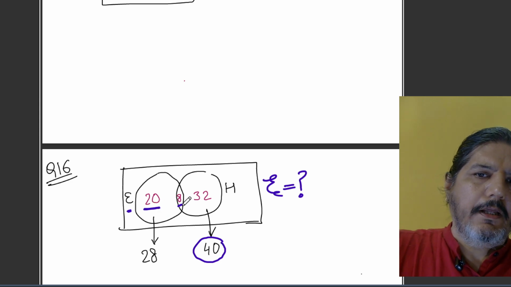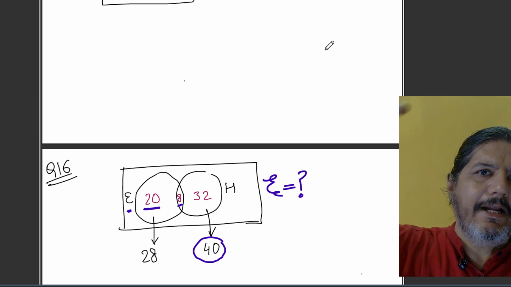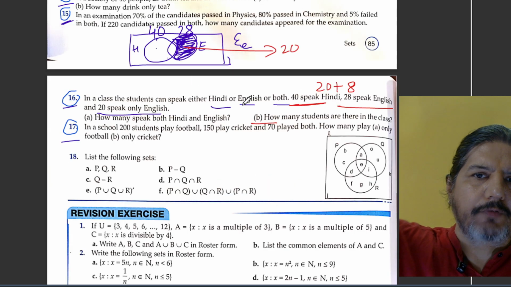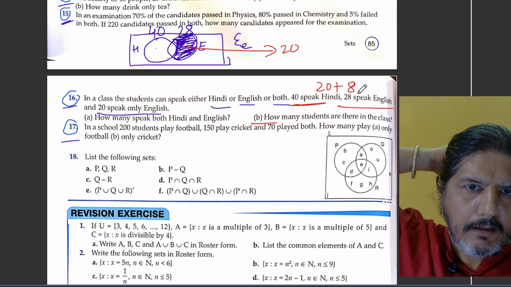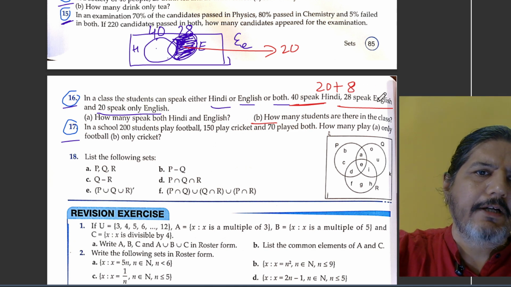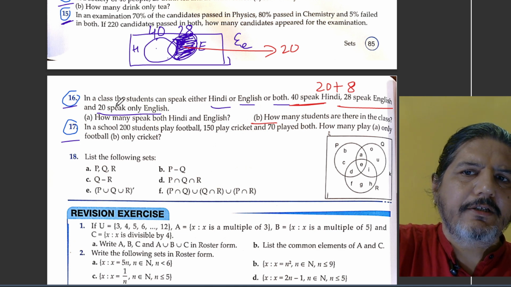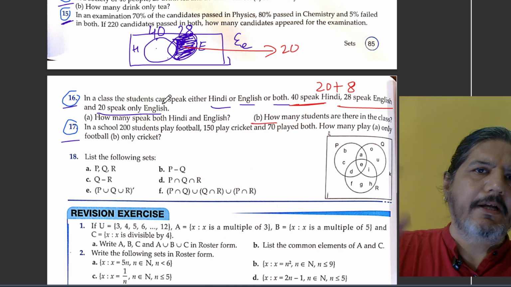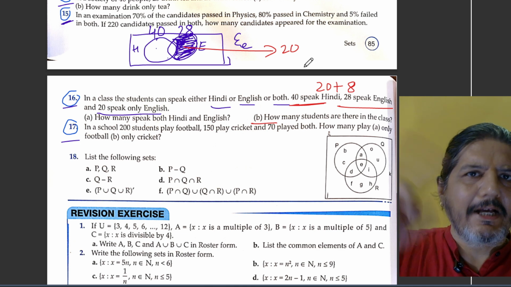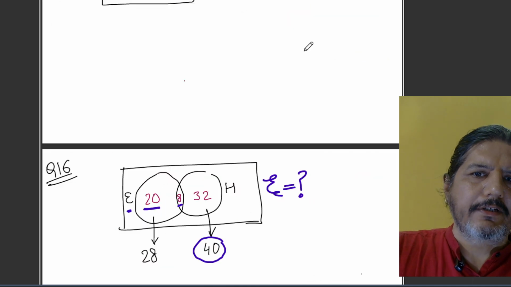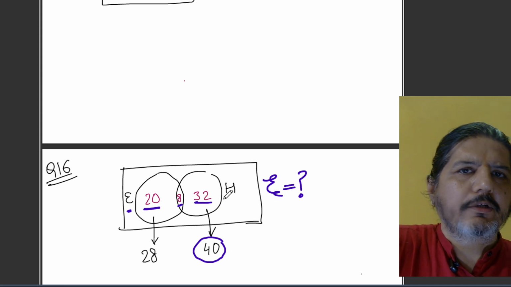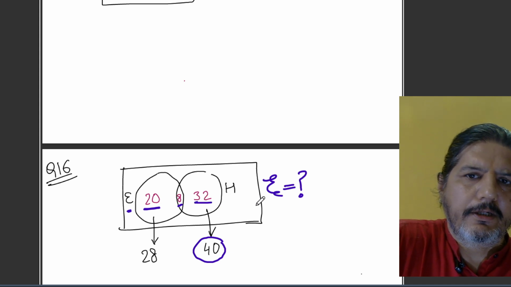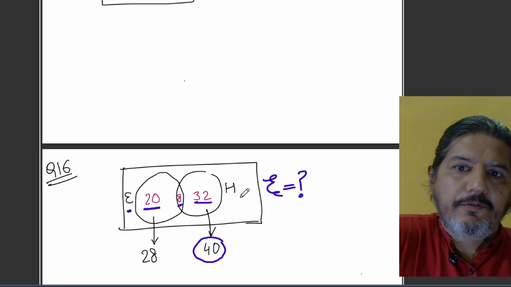Now, I have to find how many students speak Hindi as well as English. Since 28 speak English and 20 speak only English, I can make out that there are 8 people who speak Hindi as well as English. So I know this intersection is 8. This intersection of 8 applies to the Hindi students also, so there will be 32 students who speak exclusively Hindi. Hope this is making sense.